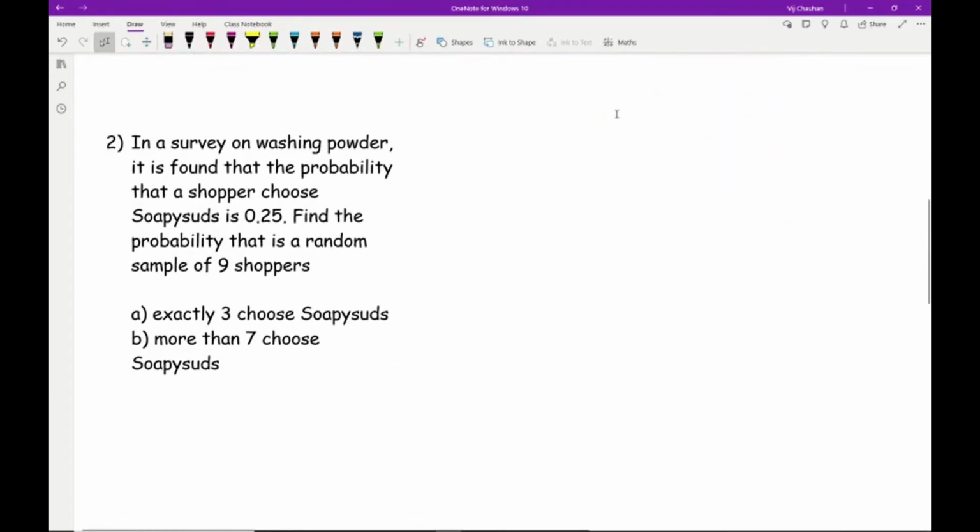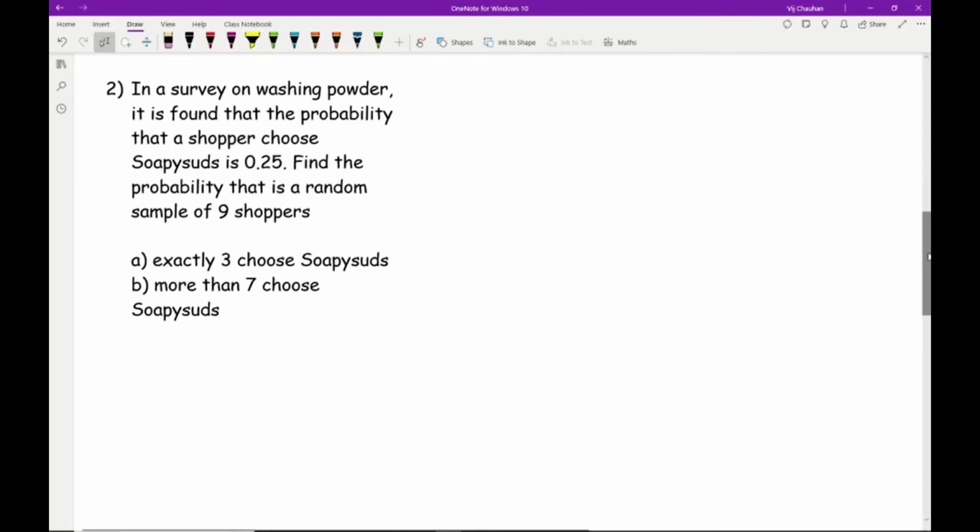So here we've got a survey on washing powder. It is found that the probability that a shopper chooses soapy suds is 0.25. Find the probability that in a random sample of 9 shoppers, A, exactly 3 choose soapy suds and B, more than 7 choose soapy suds.